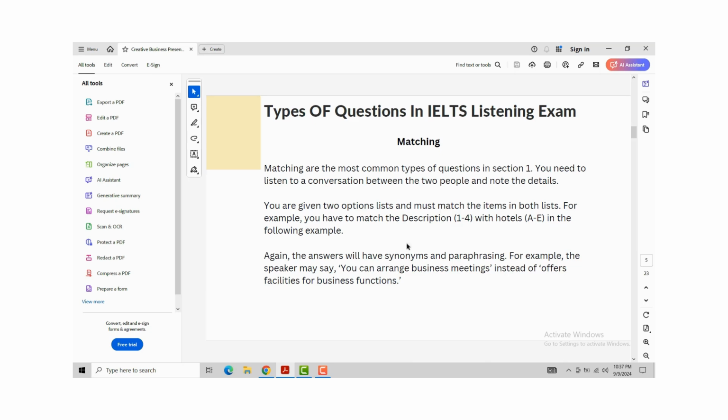For example, you have to match the description A with hotel A in the following example. The example is on the next page. We are going to look at it very soon. Again, answers will have synonyms and paraphrasing. For example, the speaker may say you can arrange business meetings instead of offers facilities for business functions. So let us see the example.